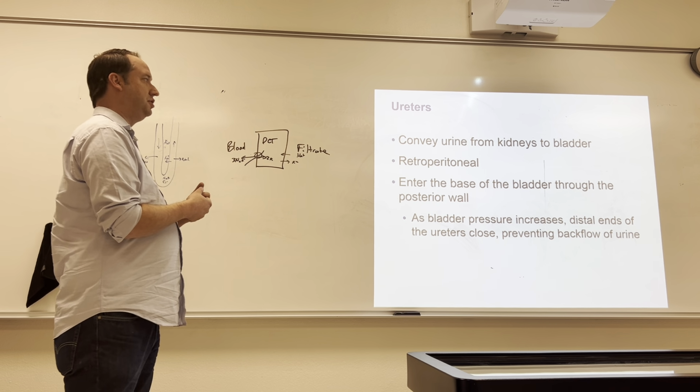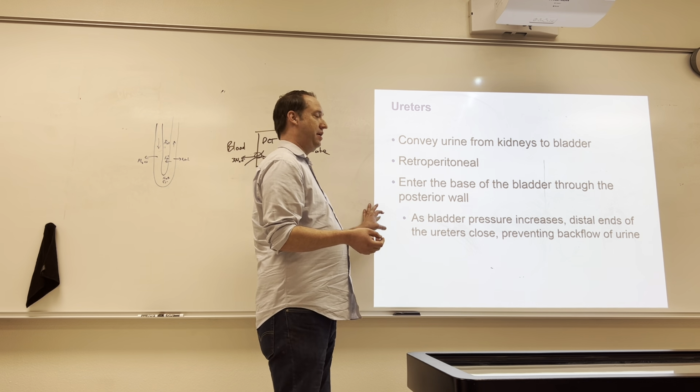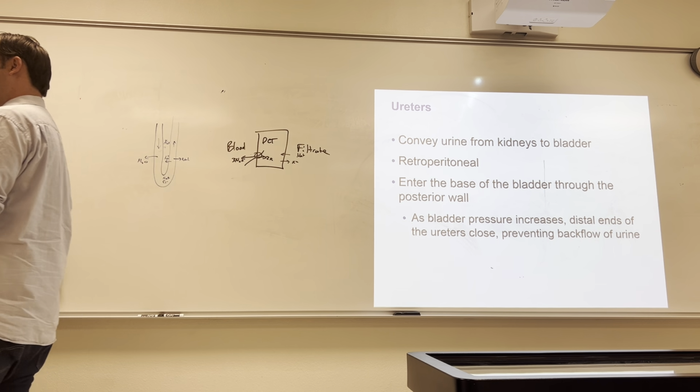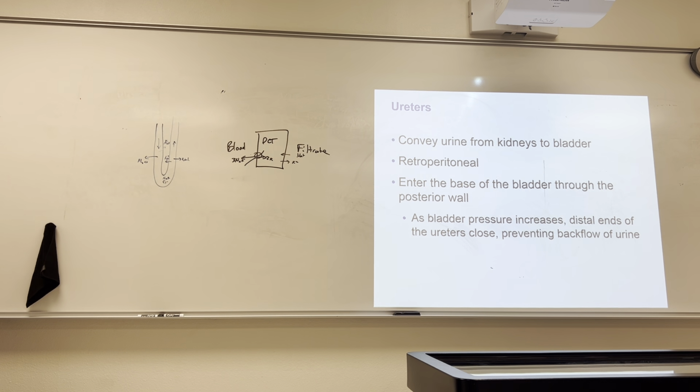The ureters are the tubes that go from the kidneys to the bladder. They're still retroperitoneal, just like the kidneys, and they go through the posterior wall of the bladder. And as the bladder expands, it bends the end of the ureter so that it prevents urine from going back up into the ureter. You don't want backflow there.